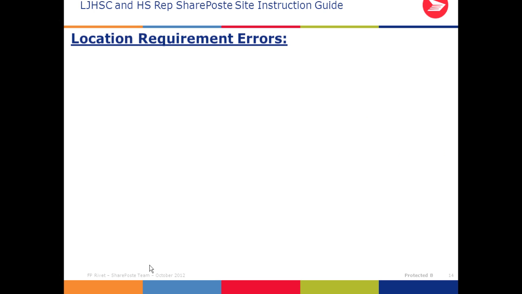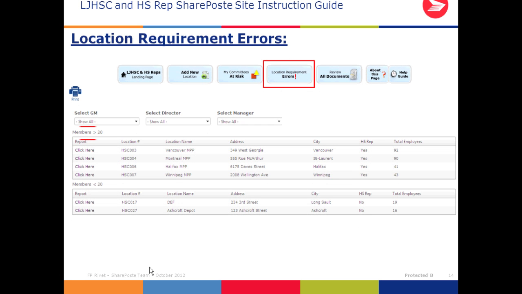Location requirement errors. The Location Requirement Errors Process Launch button will provide the GM, Director, or Operations Manager a view of any committees that are not compliant with the requirements for establishing an LJHSC.